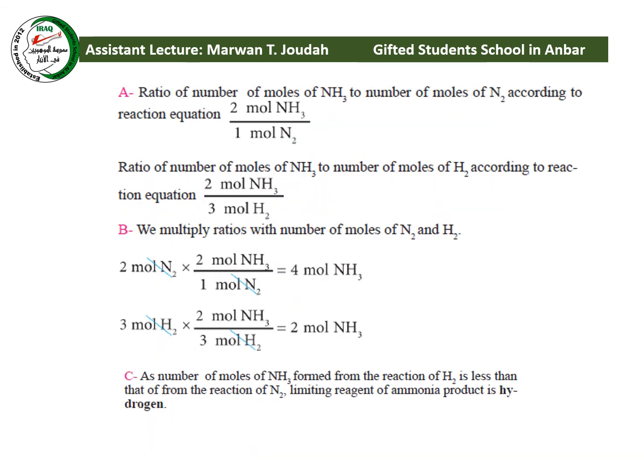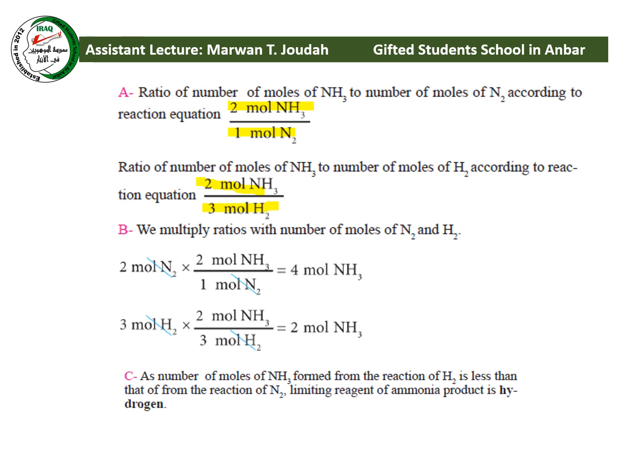So first of all, for the previous equation, N2 plus 3H2 gives us 2NH3. So the number of moles of the product over the number of moles of one of the reactants, the nitrogen, is 2 to 1. For the NH3 with the hydrogen, the ratio is 2 to 3.